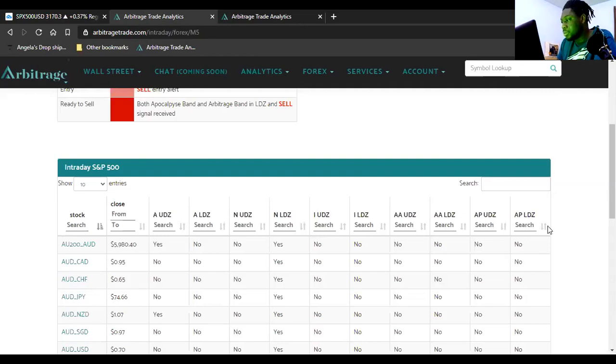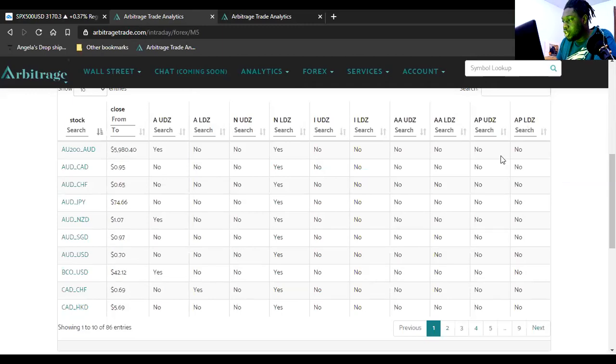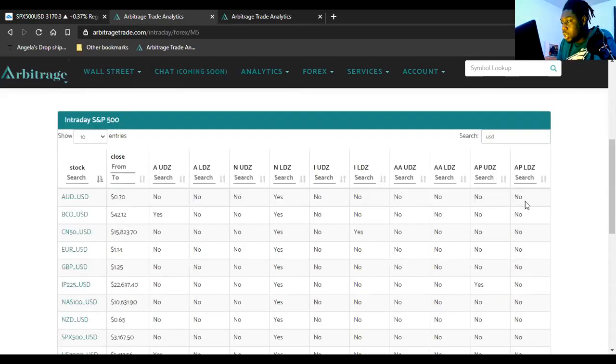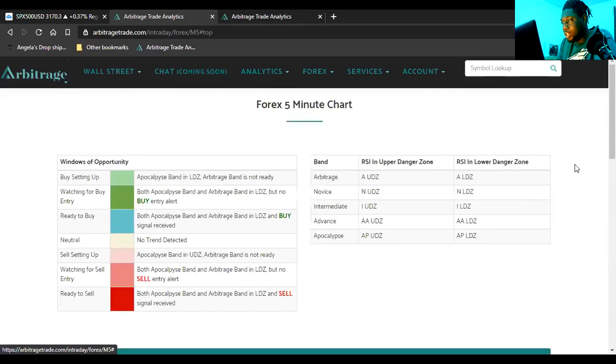So, just a little explanation. First of all, I didn't even type anything in. There we go. So, no, yes. I don't even trade this. I don't trade that at all. So that's cool. No. Okay, next page.